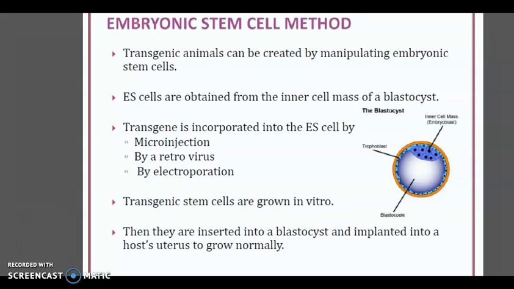The second method is the embryonic stem cell method. The transgenic animals can be created by manipulating embryonic stem cells. Embryonic stem cells are obtained from the inner cell mass of a blastocyst. Transgenes are incorporated into the embryonic cell by microinjection, by a retrovirus, or by electroporation. Transgenic stem cells are grown in vitro and then inserted into a blastocyst and implanted into a host uterus to grow normally.